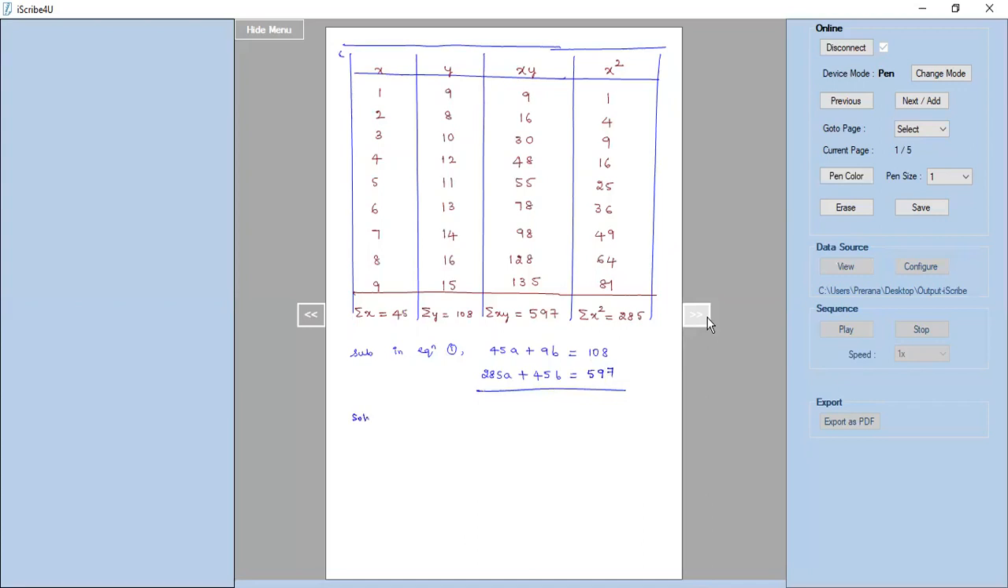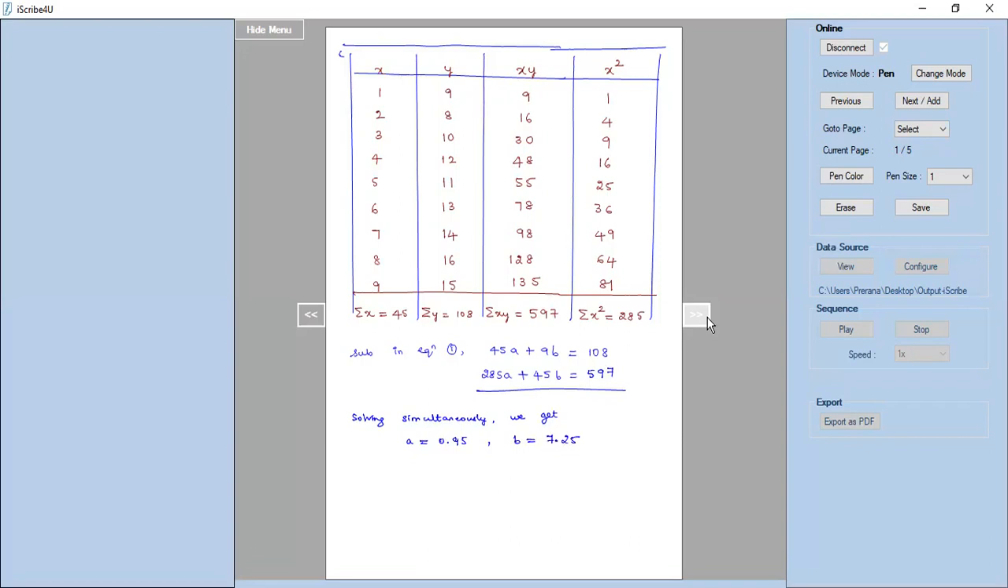So solving simultaneously, we get A is equal to, you can use a calculator and solve these equations. By solving simultaneously, we are getting A is equal to 0.95 and B is equal to 7.25.